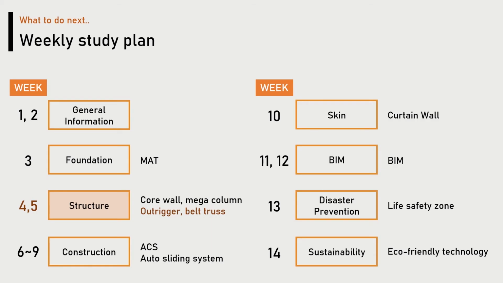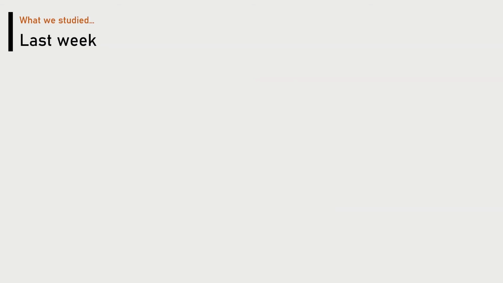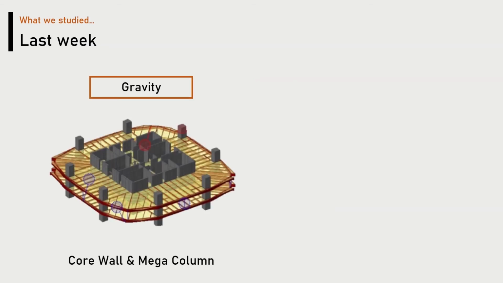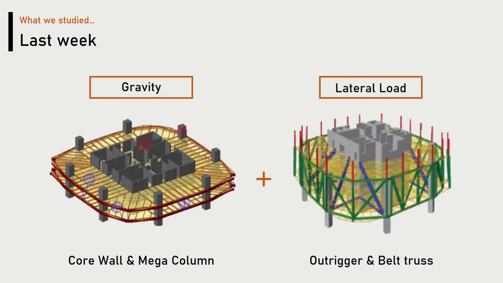This is our weekly study plan. It has a flow of foundation, structure, construction, and skin. We are now studying the structure of Lotte Tower. Last week, we studied two structural systems, the gravity resistance system and the lateral load resistance system. There are the core wall and mega column in the gravity resistance system, and the outrigger and belt truss in the lateral load resistance system.